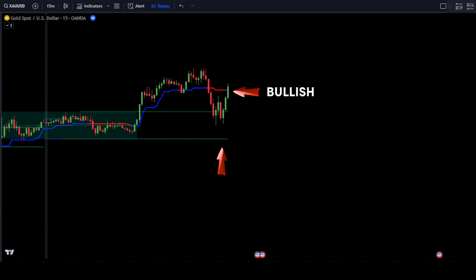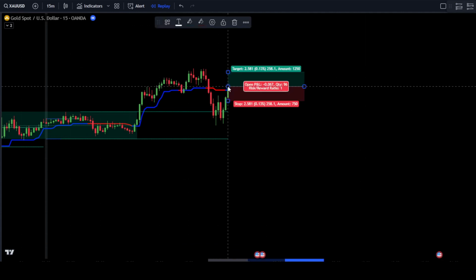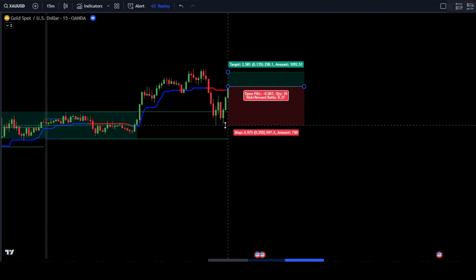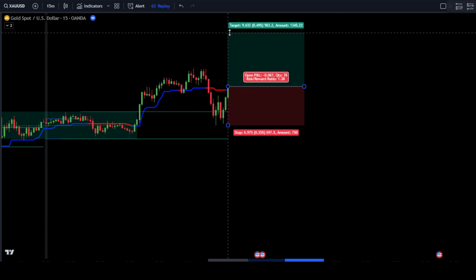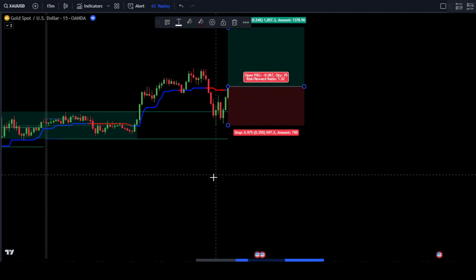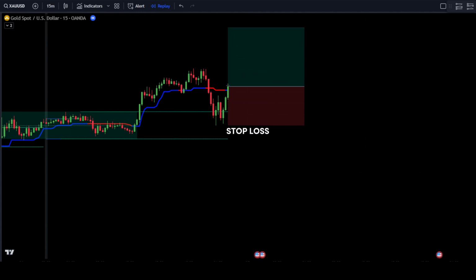As confirmation, ensure that the formed candlestick is bullish and the range detector line is still green. If all conditions are met, you can place a buy order after the bullish candlestick has closed. Place the stop loss at the latest swing low. Target the take profit using a 1 to 1.5 risk and reward ratio.